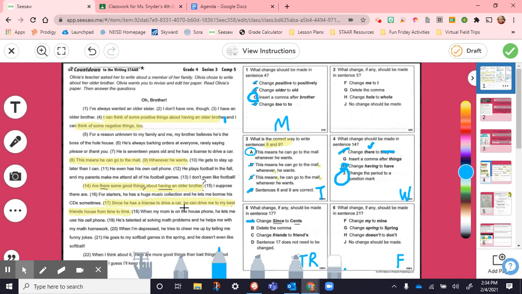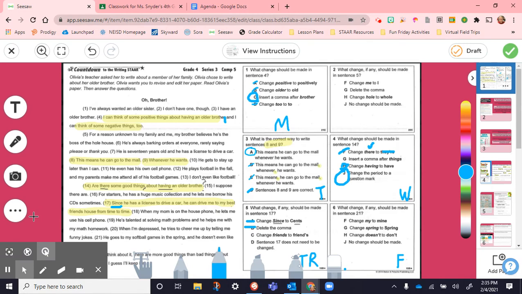B, it says delete the comma. But I know that when we talked about awubis, the awubis words, that S stood for the word sense. And when we have those awubis words at the beginning of a sentence, that signals to the reader that there is going to be a comma coming up. So I need that comma. So I'm going to take out B.